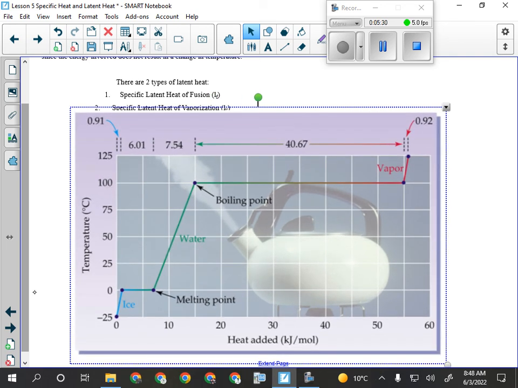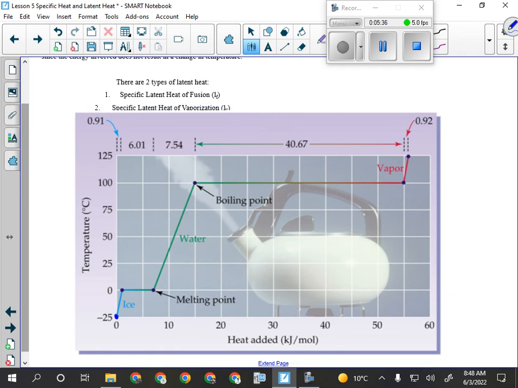Okay, so if I start down here at the bottom of this graph at minus 25 degrees Celsius, water is in its solid state, ice. If I add energy, the ice will get warmer. It won't melt. It'll get warmer. It won't melt until it gets to 0 degrees Celsius. And then at that point, the temperature stops changing.